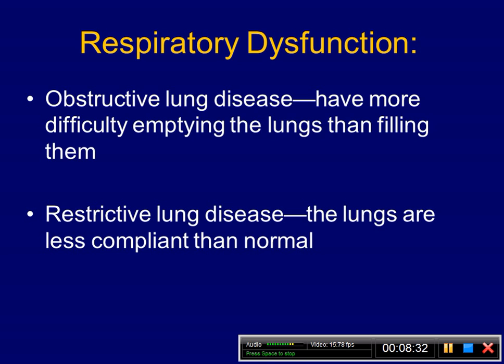What's going to happen to their total lung capacity? It decreases. What about the obstructive lung disease? Their total lung capacity stays the same, but they have a problem getting air out. What's going to change the most?